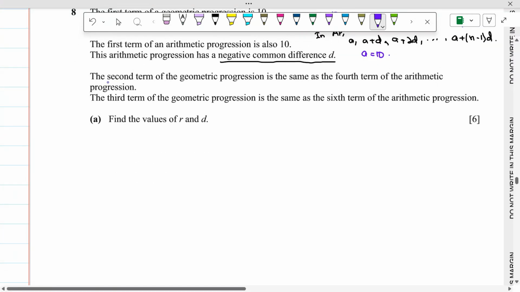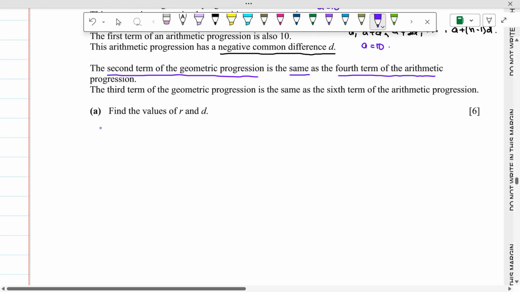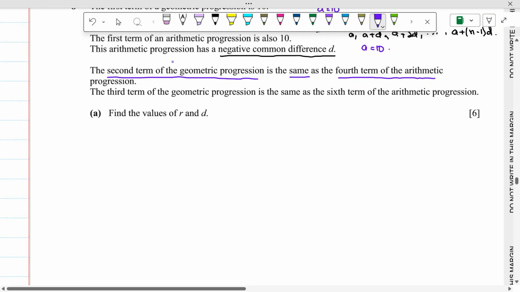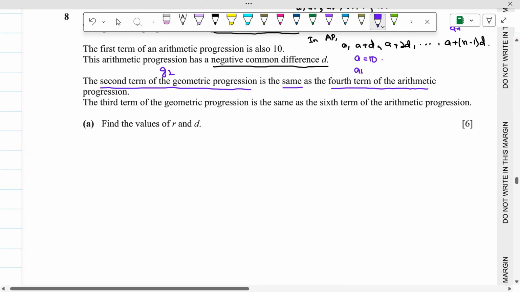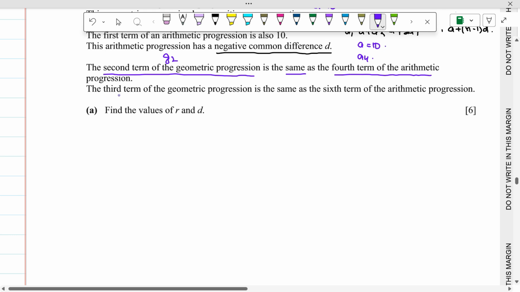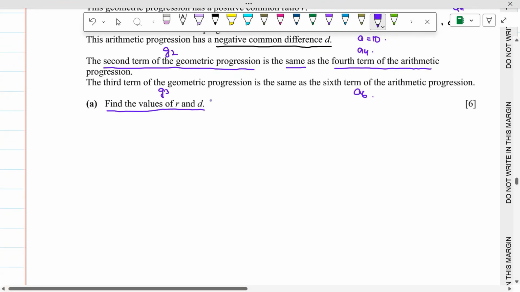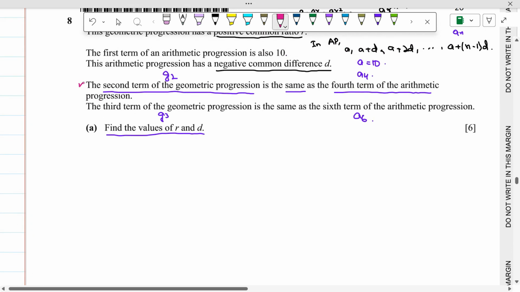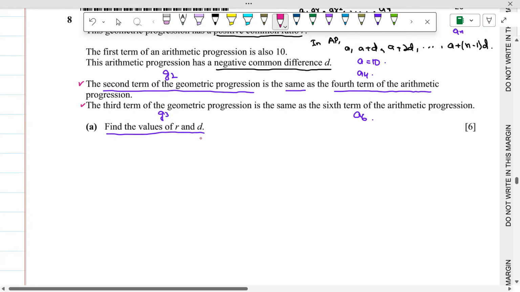Now the second term of the geometric progression is the same as the fourth term of the arithmetic progression. Second term of geometric progression means g2 is the same as the fourth term of arithmetic progression, a4. Similarly, the third term of the geometric progression, g3, is the same as the sixth term of the arithmetic progression, a6. Find the value of r and d. So we can use these statements to find the value of r and d.